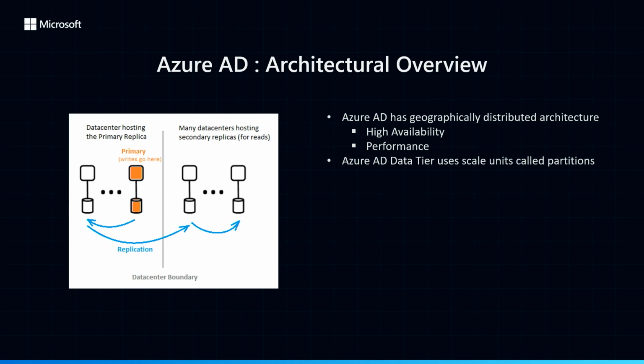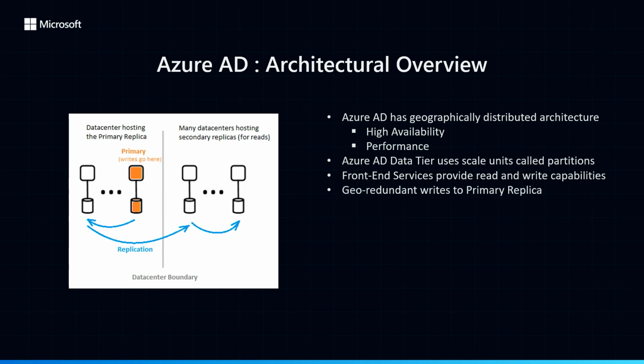To connect with the Azure AD data tier, we have front-end services that provide read and write capabilities. The picture on the left shows you the components of a single directory partition. We have the primary replica that takes the writes. To ensure geo-redundancy of writes, any write to the primary replica is immediately replicated to a secondary replica in a different data center. We have secondary replicas to serve reads.